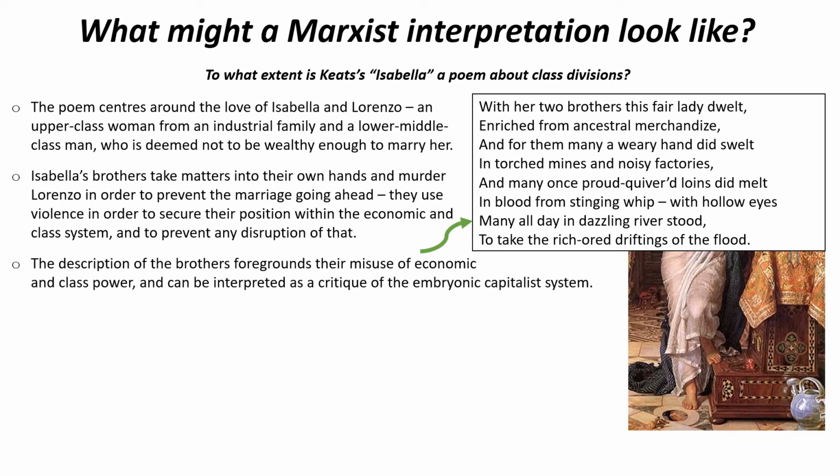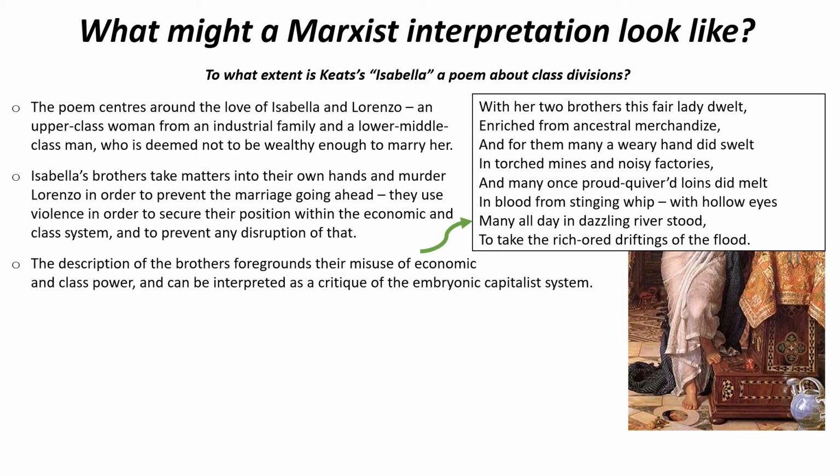And this indicates that these factory hands, these workers, within this capitalist society are only valued because they're able to complete a production process. And the brothers don't want them to think or anything like that, so they do simply become cogs in a machine here. And then we've got the tortured mines, the noisy factories, we've got the blood, the stinging, the hollow eyes. And so these words here show the impact that the capitalist system can have on the individual. There's a huge amount of intense physical and emotional suffering here.